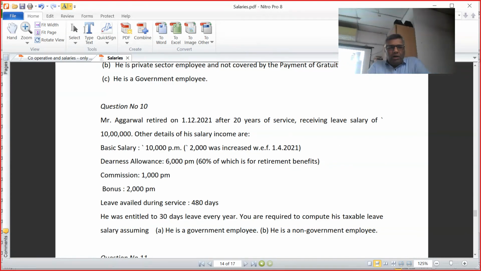Mr. Agarwal retired on 1/12 after 20 years of service, receiving salary of 10 lakhs. Other details are basic salary 10,000, increased from 1/4. Dearness allowance 6,000, 60% forms part. Commission is not a fixed percentage, it is just a particular amount. Bonus. Leave availed for 80 days. He was entitled to 30 days. You are required to compute his leave salary assuming he is a government employee, and a non-government employee. Government employee is fully exempt.